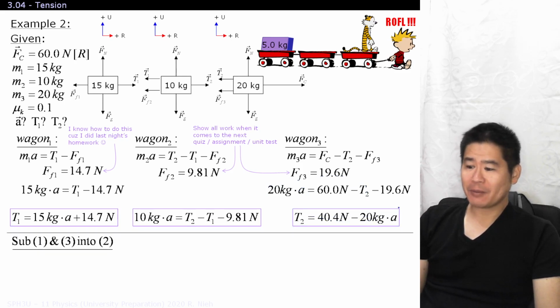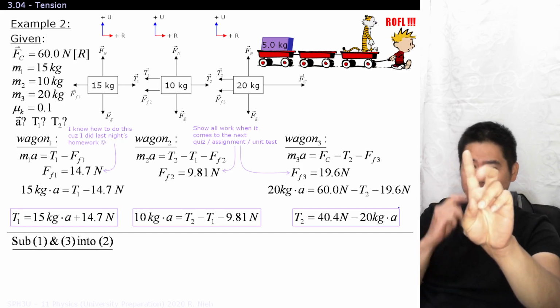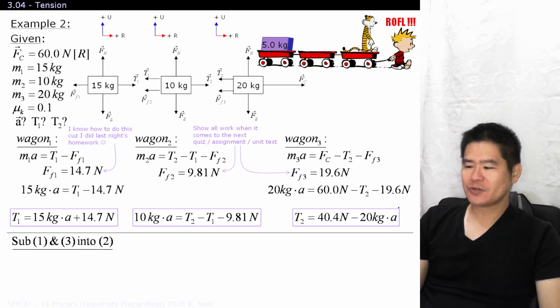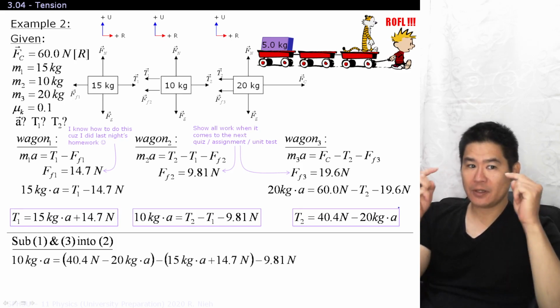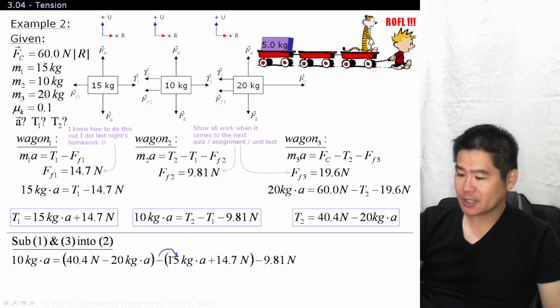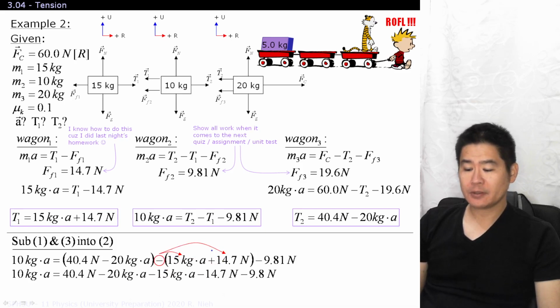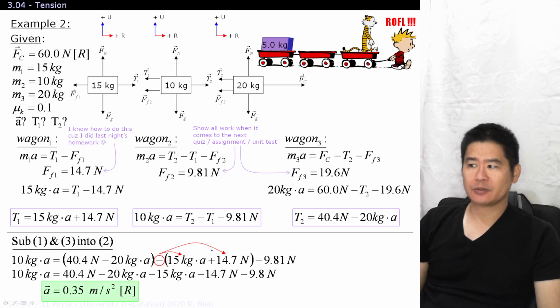If you want to pause the video, then by all means pause it and work it out yourself. All right, here's the solution. You sub equations 1 and 3 into equation number 2, and as I mentioned, please watch out for this minus sign, because this is the most common mistake I see in the solving of this problem. Students distribute the minus sign into the first term, but completely forget to distribute it into the next term. Please watch out for that. After you've carefully subbed it in and collected all like terms, it will simplify down to this for your acceleration.